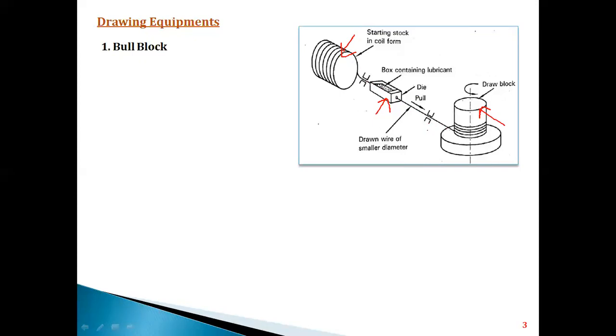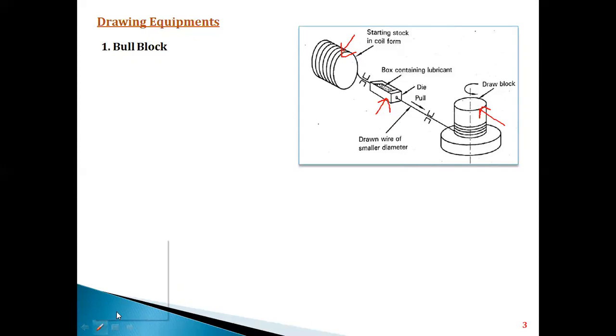Generally we apply this process for developing wires, so that the wire of very long length can be coiled around this drawing block. As the wire passes through the die, its diameter, if you see here, from here to here, goes on reducing, such that the exit wire is pulled by the draw block, which winds itself onto the block, and the manufacturing takes place using this bull block equipment.